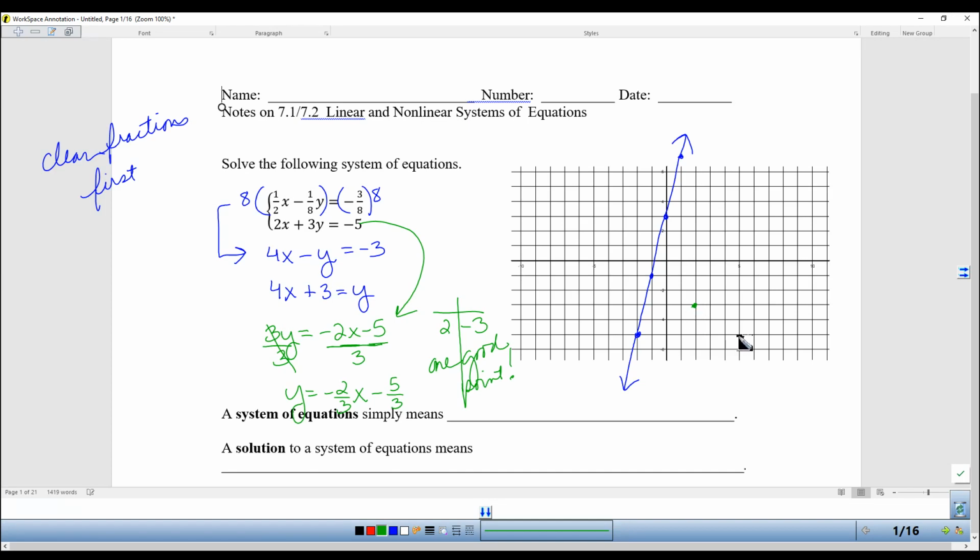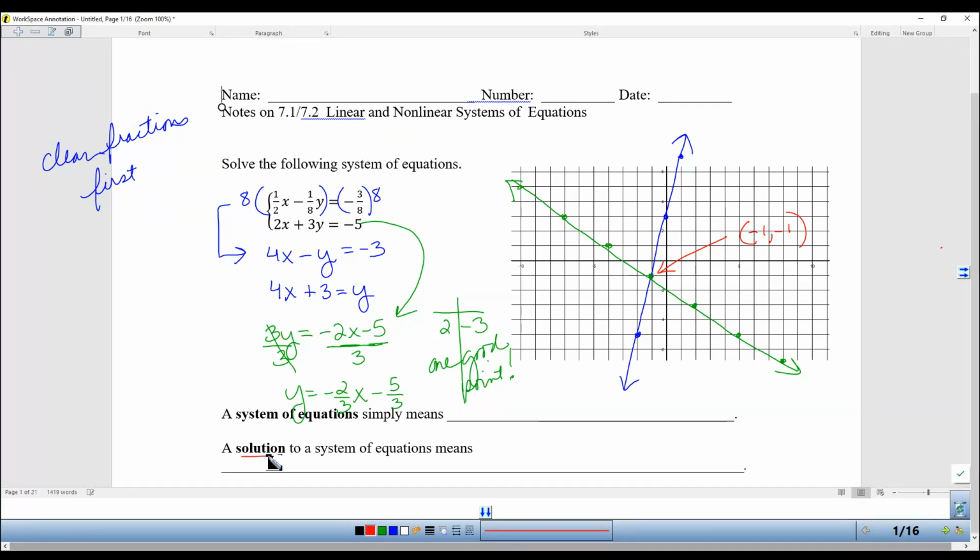But now I can go down 2 and over 3, down 2 and over 3, back 3 and up 2. Oh, I found my point of intersection. Back 3, up 2, back 3, up 2. And I can draw a nice line on that. And like I said, I found that point of intersection. They intersect at the point -1, -1.